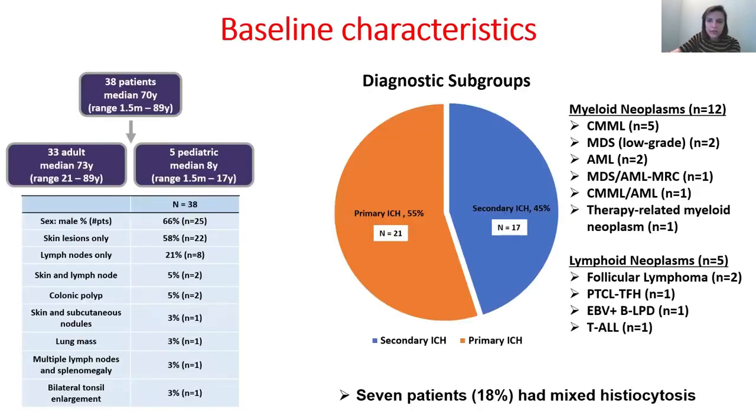So here is shown that we have 38 patients, including 33 adults and 5 pediatric patients. The median age was 70, which is the first difference from LCH that I can tell, since LCH is mostly a pediatric disease or young adulthood disease. But we had 5 pediatric patients as well in this cohort. And we can see on the right-hand side, the breakdown of diagnostic subgroups.